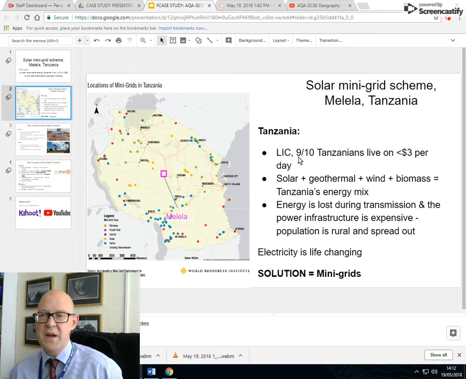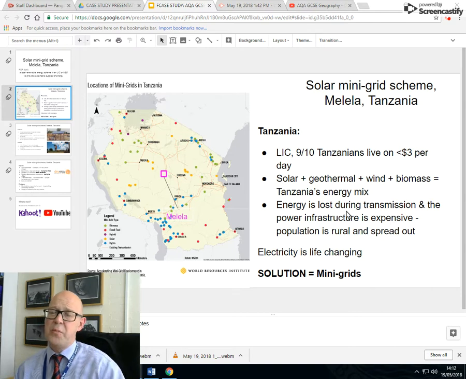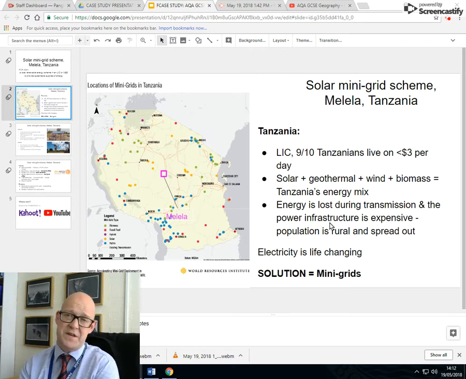So, limited things, a few facts. Tanzania is an LIC. 9 out of 10 Tanzanians live below $3 per day. Solar plus geothermal plus wind plus biomass is Tanzania's energy mix. Biomass, of course, is collecting fuel wood, wind at a very local scale, geothermal where it can happen, and solar. Energy is lost during transmission of electricity, and therefore having a local power infrastructure is a good idea, i.e. generate the power here, use it here, rather than sending it a long way away. You don't lose all that power. And also trying to have a system which has a very low need for maintenance is quite important.